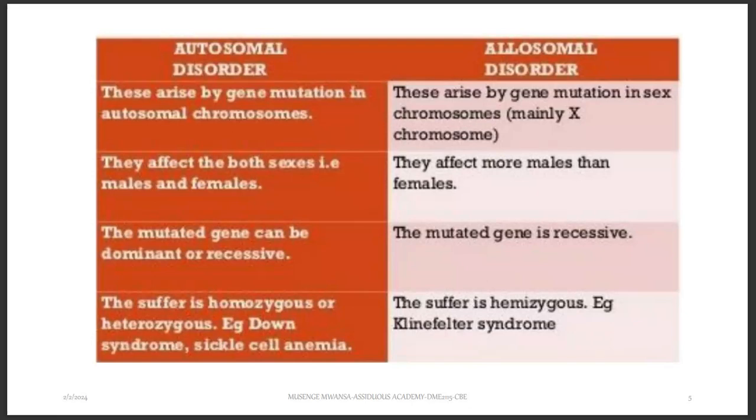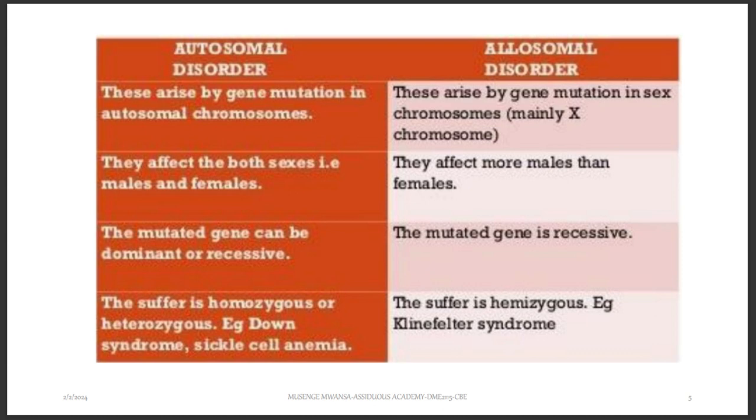Let's compare autosomal disorders and allosomal disorders. Autosomal ones arise by gene mutation in autosomal chromosomes, meaning body chromosomes other than sex chromosomes. Allosomal ones arise when there is a mutation in sex chromosomes, mainly the X chromosome. Y is rare. Autosomal disorders affect both sexes, males or females, while allosomal disorders affect mainly one sex, and they are more common in males than females. That is because the male has XY. Let's say, for example, hemophilia. Immediately you have the gene for hemophilia as a male, you are going to have the disease, because the Y chromosome cannot carry that disease.